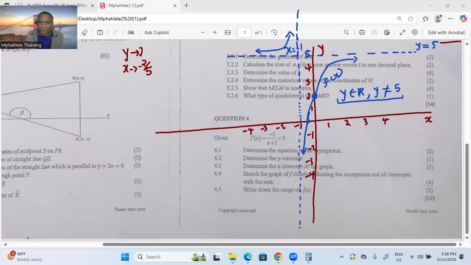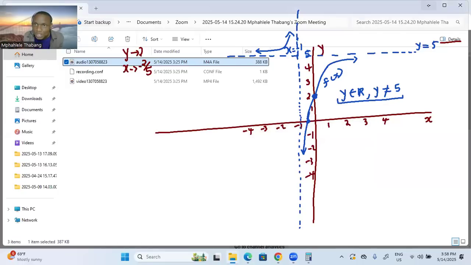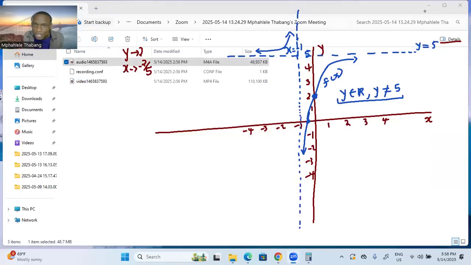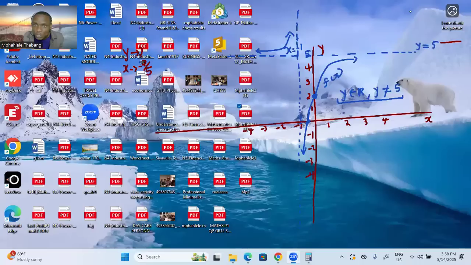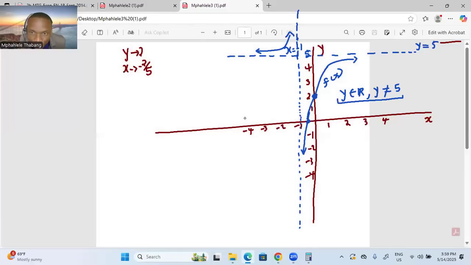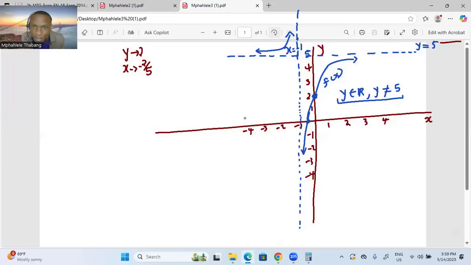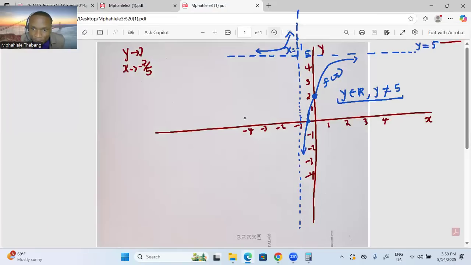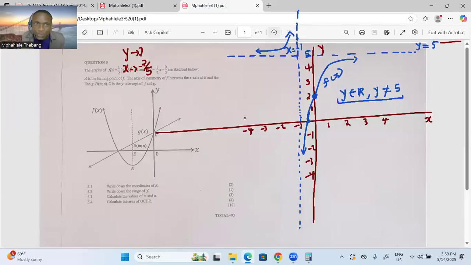Okay, so now we have to go to question 5. We have it, but I will have to find it on my desktop for sure. I will have to find my question 5. Maybe it's on this PDF. Yes. This is question 5.